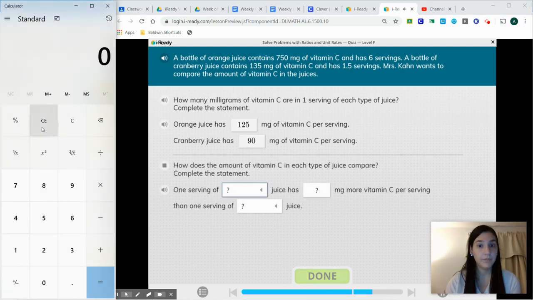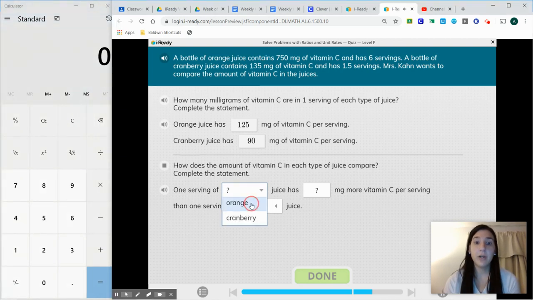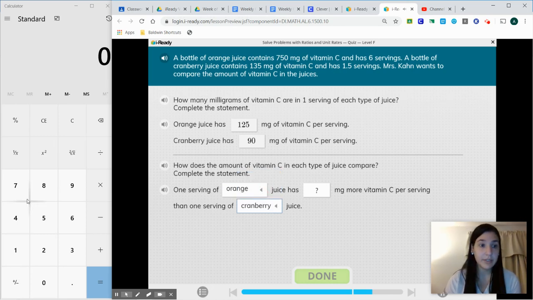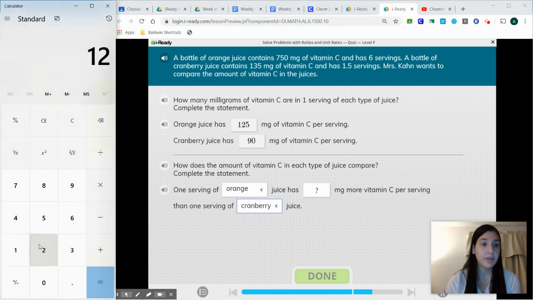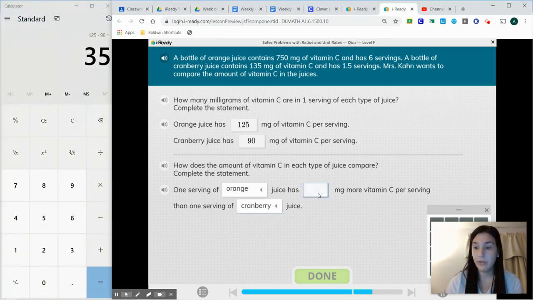How does the amount of vitamin C in each type of juice compare? So we know, complete the statement: orange juice has more vitamin C per serving than cranberry juice. And to find the number, we're going to subtract 125 minus 90, which will give us 35. So our sentence should read, 1 serving of orange juice has 35 milligrams more of vitamin C per serving than 1 serving of cranberry juice.